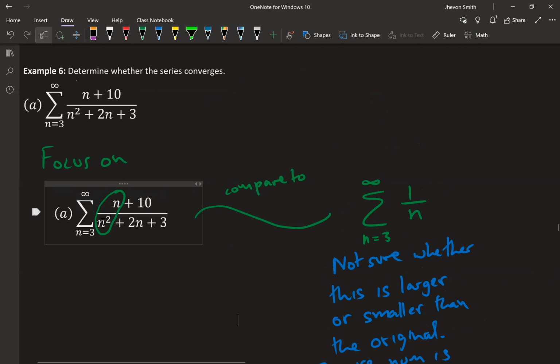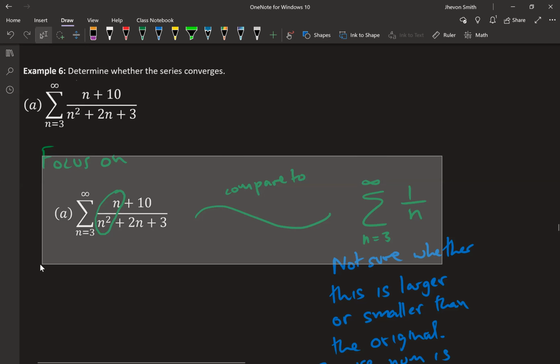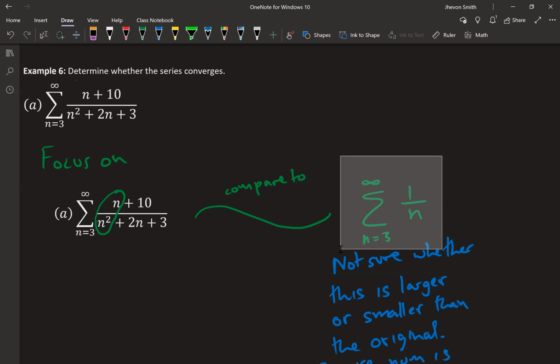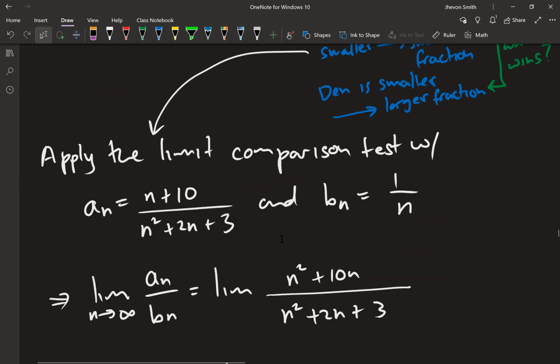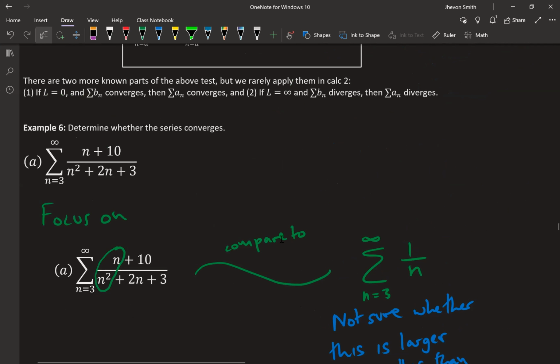No, you would first ignore everything except the lower powers. That is step 1. Step 2, you need to determine who is bigger or who's smaller. If you can determine that easily, do direct comparison. If you cannot determine that easily, do limit comparison. So that would basically be it.